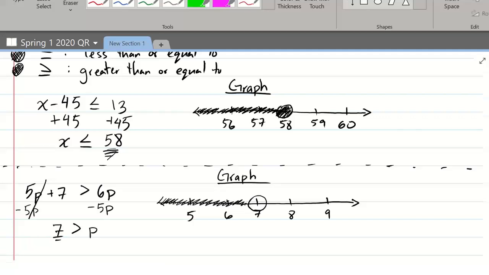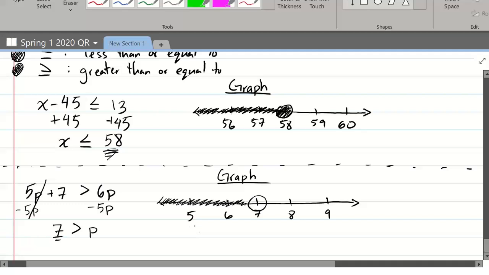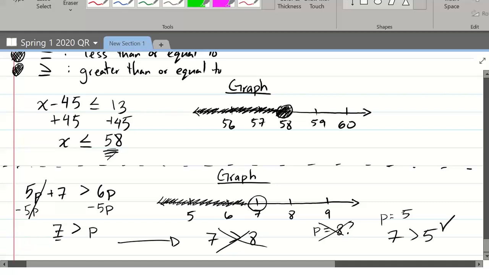Another way you could think of it is by plugging in numbers. So let's say you plug in p is equal to 8. So using this example, 7 is greater than p. We don't know that, so what if p is equal to 8? Does this hold? Is 7 greater than 8? No, so this is not right. So what if p is equal to 5? Is 7 greater than 5? Yes, that means we know that p is everything on the left-hand side. That's one way you could think about doing this.